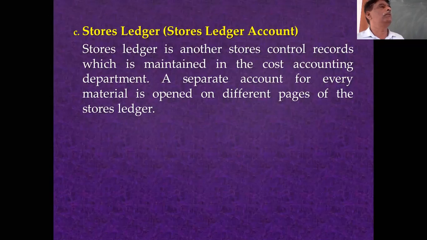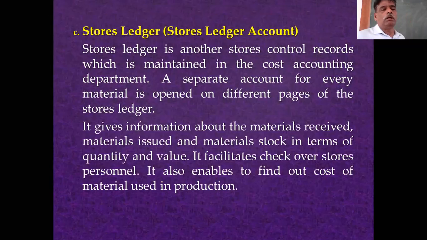And this is maintained on a periodical basis, and the bin card is maintained simultaneously, as and when the transaction takes place. Clear? So it gives information about material received, material issued, and material stock in terms of quantity as well as value. This ledger gives information regarding quantity as well as amount.